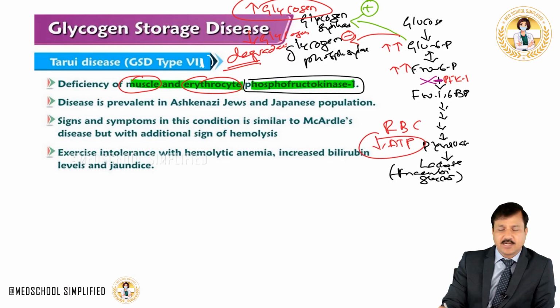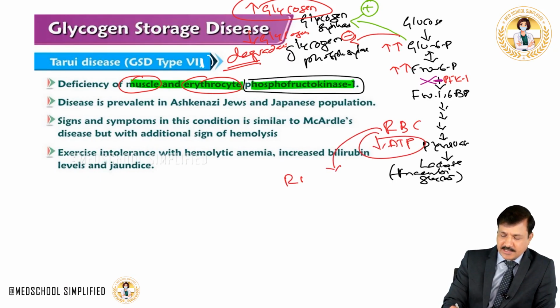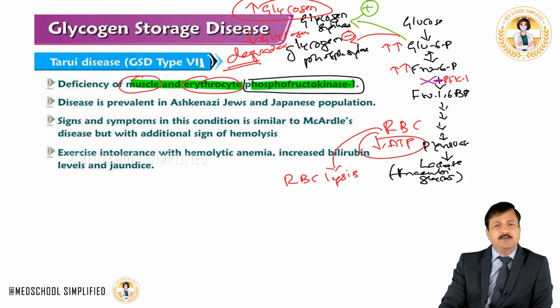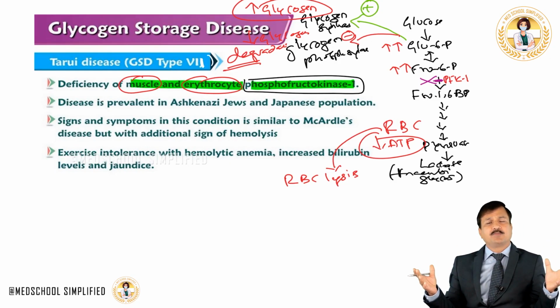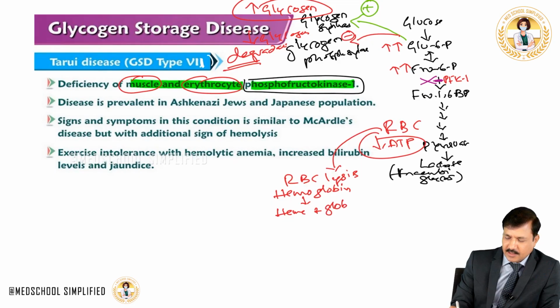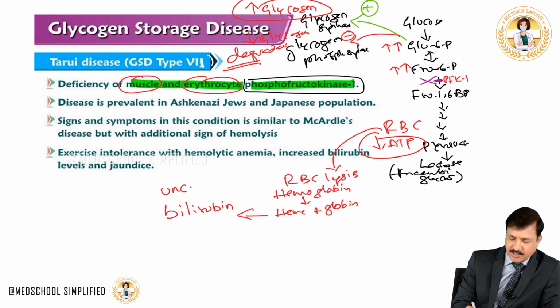And lack of ATP in the red blood cell will lead to RBC lysis, because the integrity of the membrane is not maintained without ATP. The sodium potassium pump fails, meaning the membrane breaks open, and that leads to RBC lysis. Hemoglobin will come out, and this hemoglobin will be converted to heme. The heme and globin are separated, and the heme will go into bilirubin formation. Heme is degraded into bilirubin, especially unconjugated bilirubin.